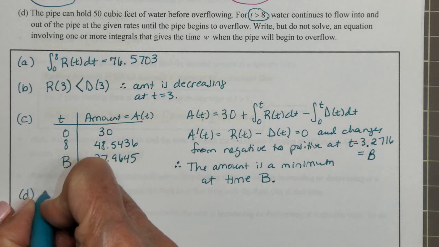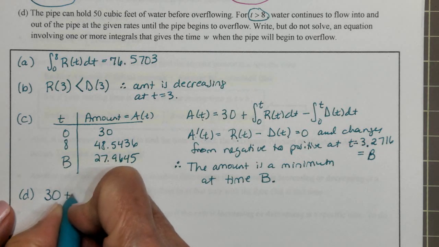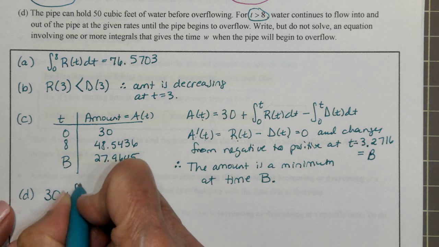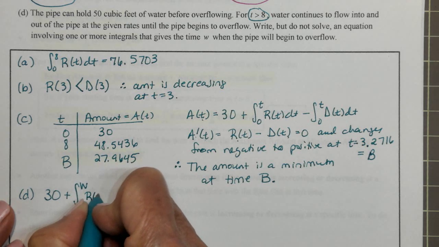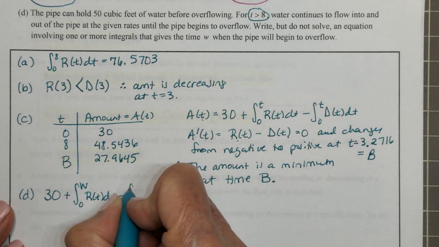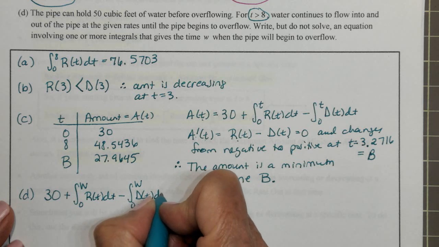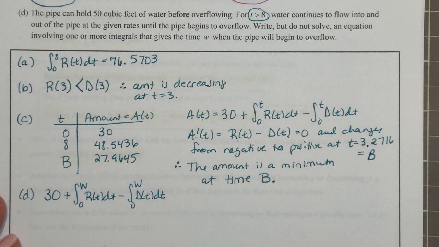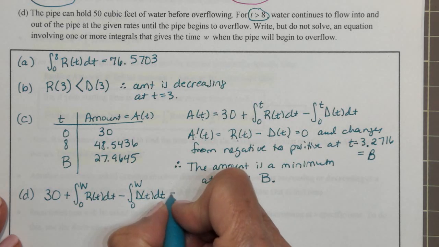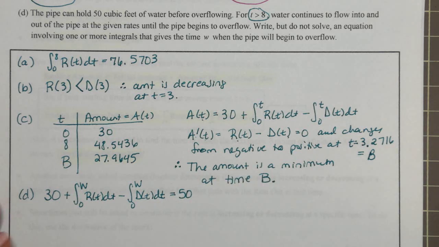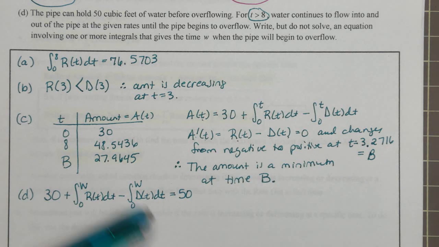Well, it's our starting amount, which was 30, plus integral 0 to W of the rate in, minus integral 0 to W of the rate out. And when that becomes 50, we're there. So this equation, when solved for W, would give us the time that happens. Okay, I think we're done.